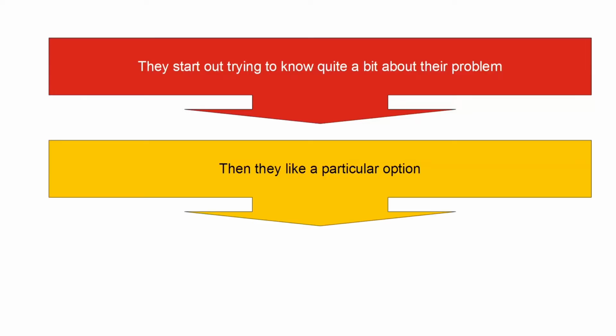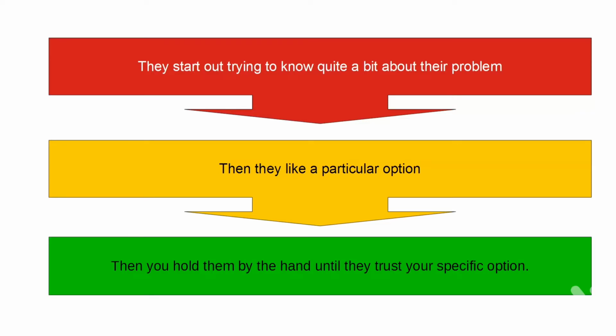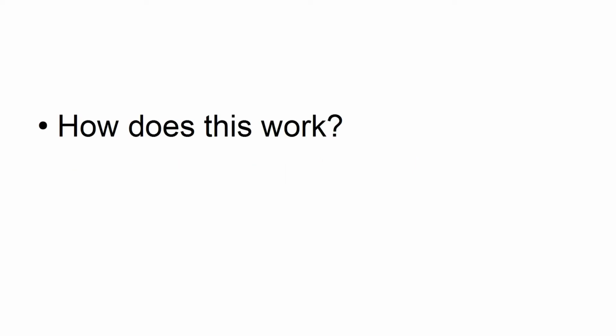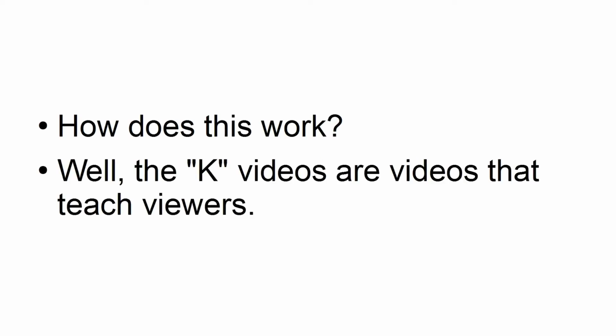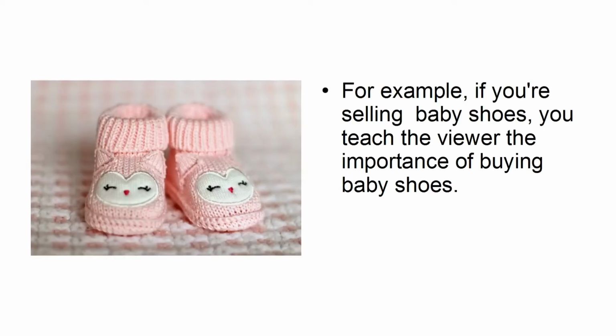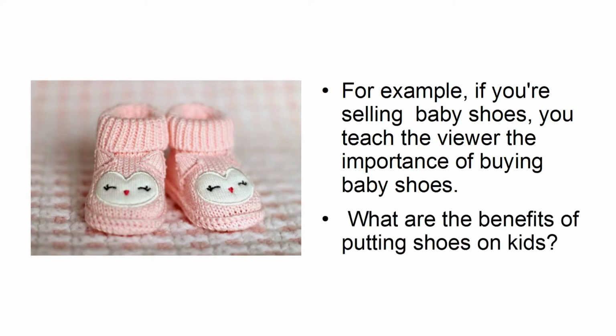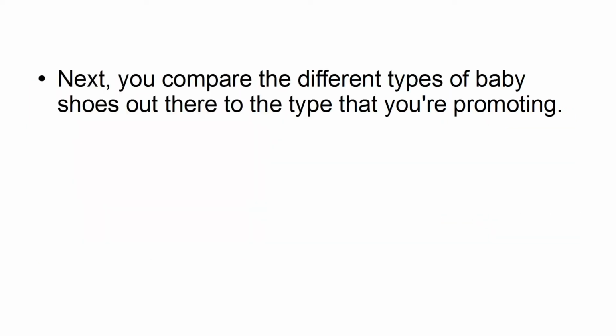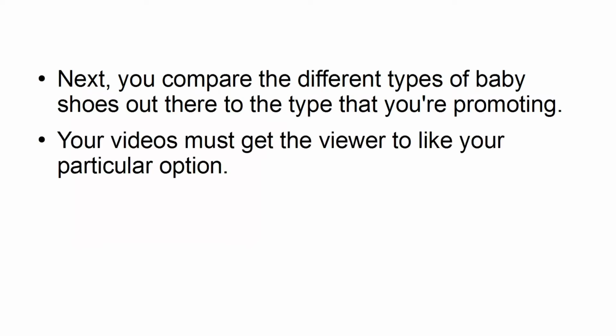Then they like a particular option, and then you hold them by the hand until they trust your specific option. You have to use video to make this happen. How does this work? Well, the K videos are videos that teach viewers. For example, if you're selling baby shoes, you teach the viewer the importance of buying baby shoes. What are the benefits of putting shoes on kids? Next, you compare the different types of baby shoes out there to the type that you're promoting. Your videos must get the viewer to like your particular option.